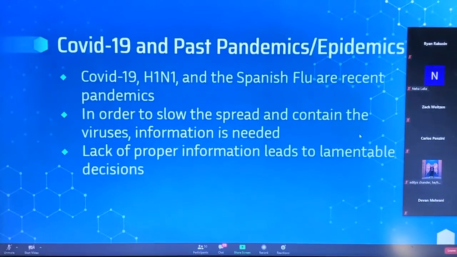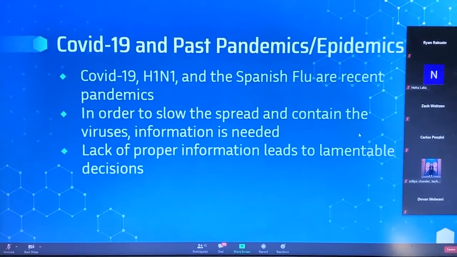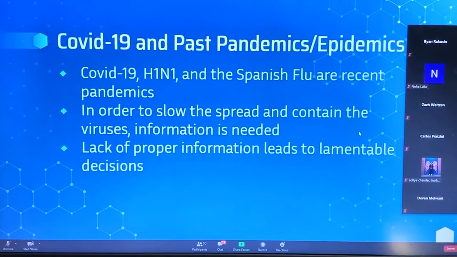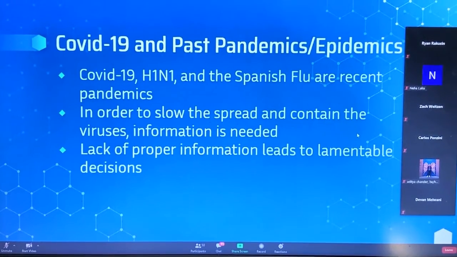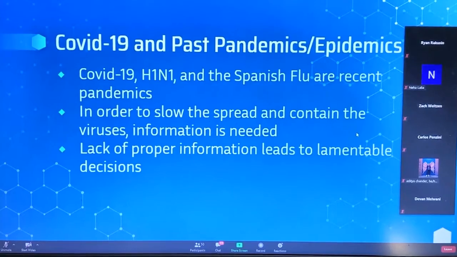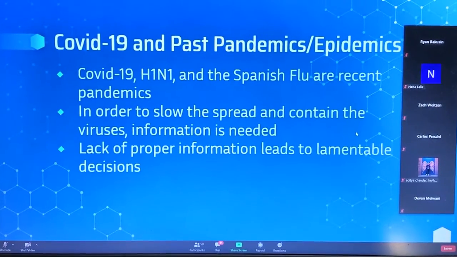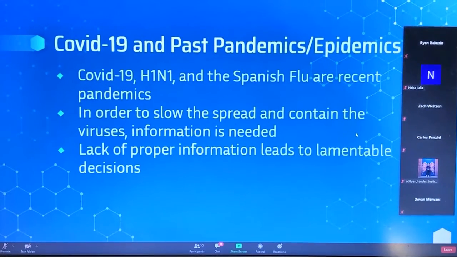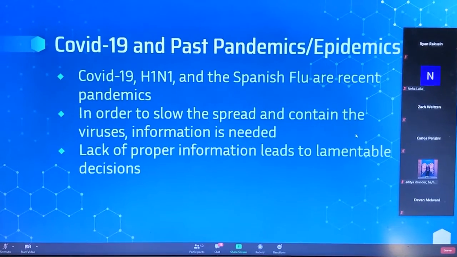Hi, my name is Siddhant Desai, and we will now talk about the purpose of our project, how the models we developed can be used, and its importance in the COVID-19 era. Over the last 100 years or so, the US in particular has experienced 3 main major pandemics. That being COVID-19 in 2019, 2020, H1N1 in 2009, and the Spanish flu in 1918, I believe. And these are some recent pandemics in our history.